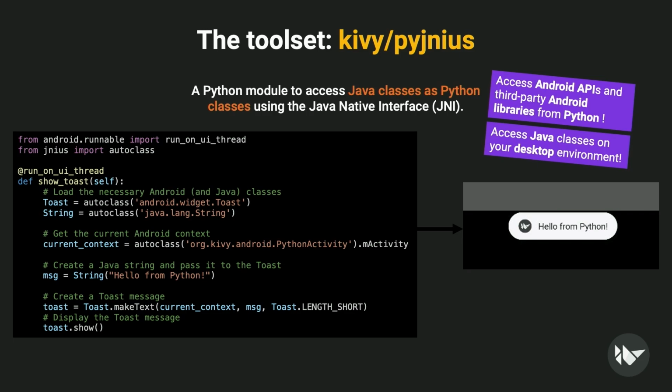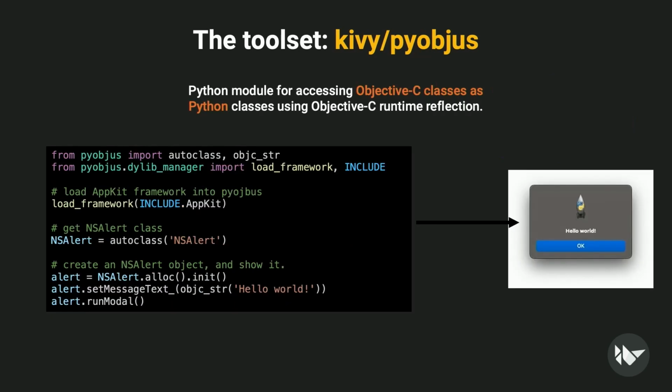Pyjnius. So if you look at the example, what we have here, we are just importing autoclass from jnius and the autoclass helper. And with the autoclass helper, we are loading the necessary classes, and then we are using these classes. And when we are showing the toast message, this is the result on my Android phone, actually. So the native toast message.